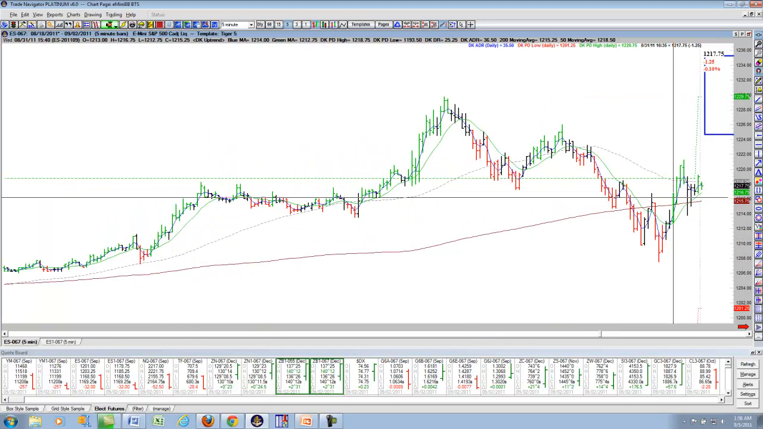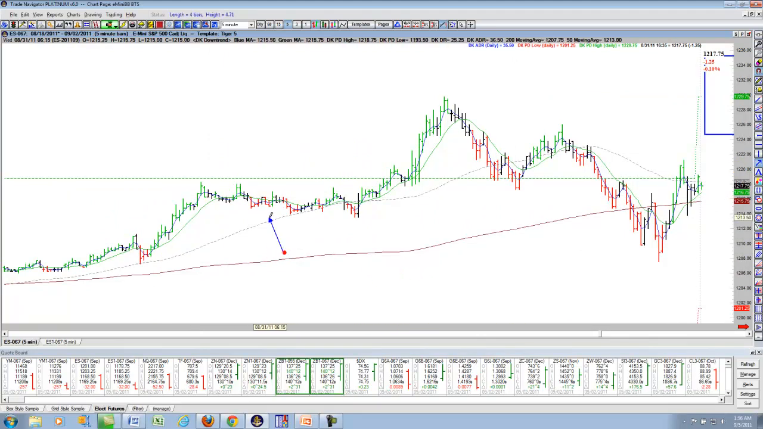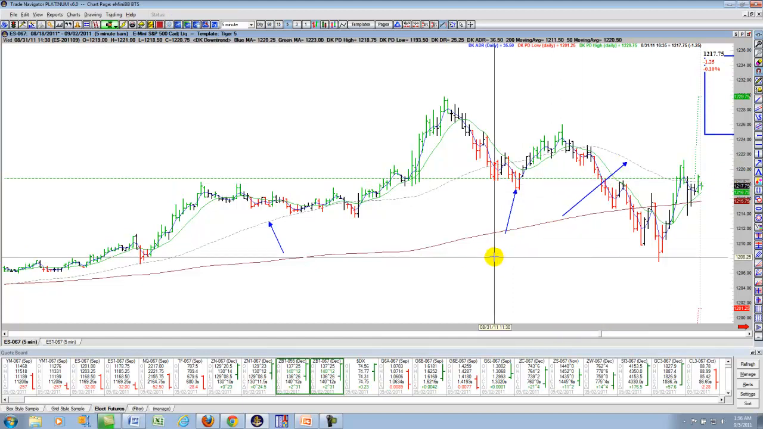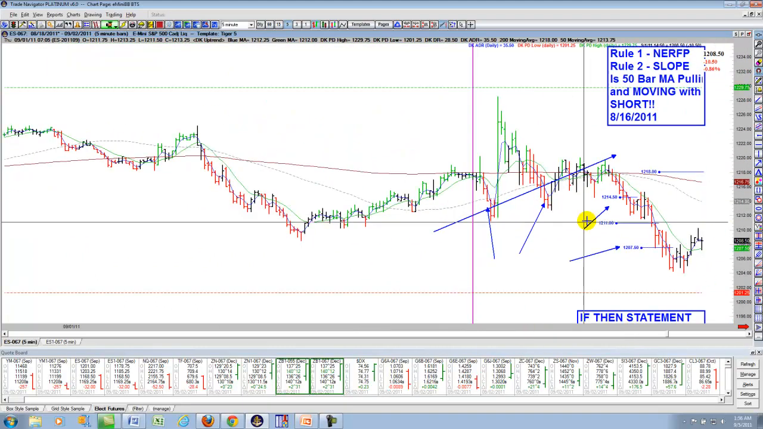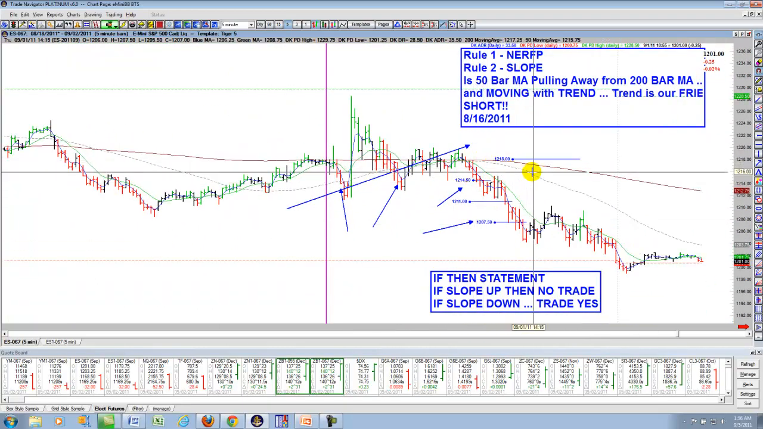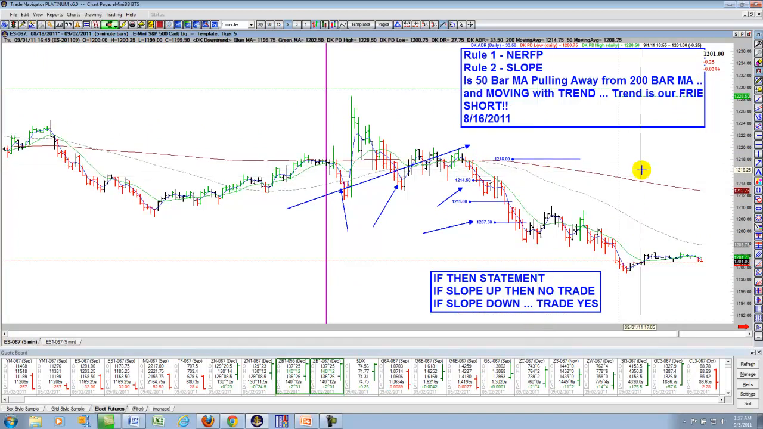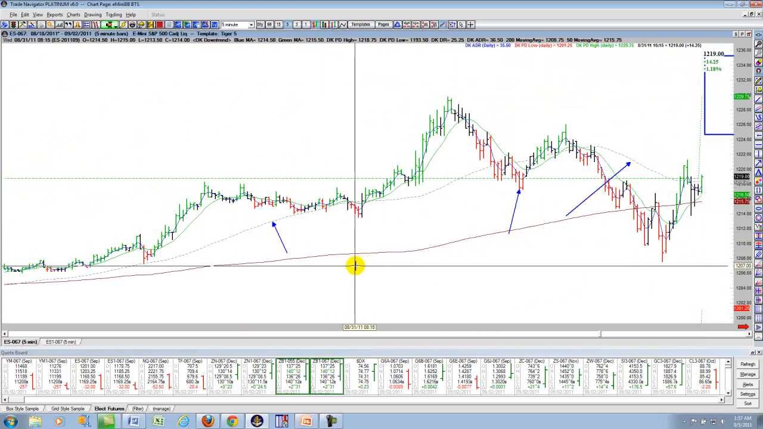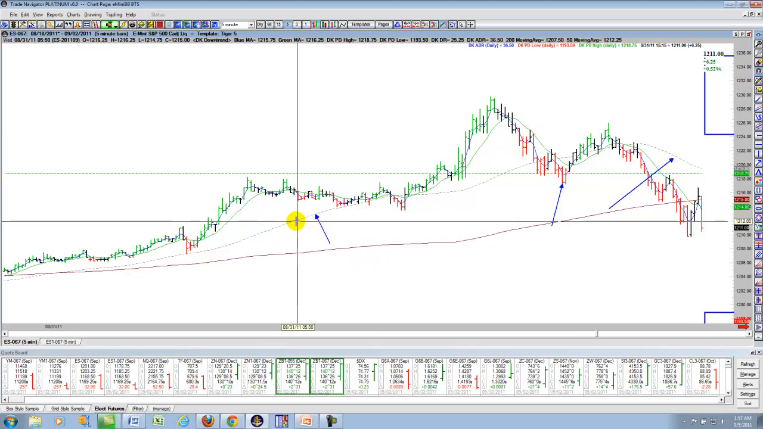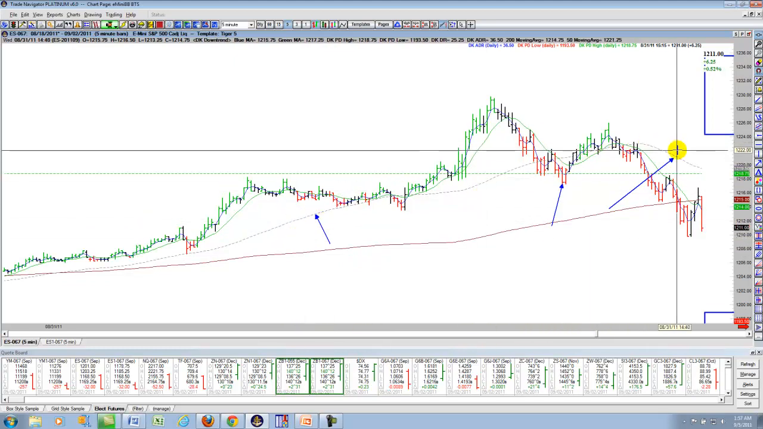Why is this not a good setup anywhere through here? What's going on here? What happened? What's wrong with this compared to this over here? The 50 bar is underneath the 200 bar, right? What's going on over here in the next period of time? The 50 bar is above the 200 bar.